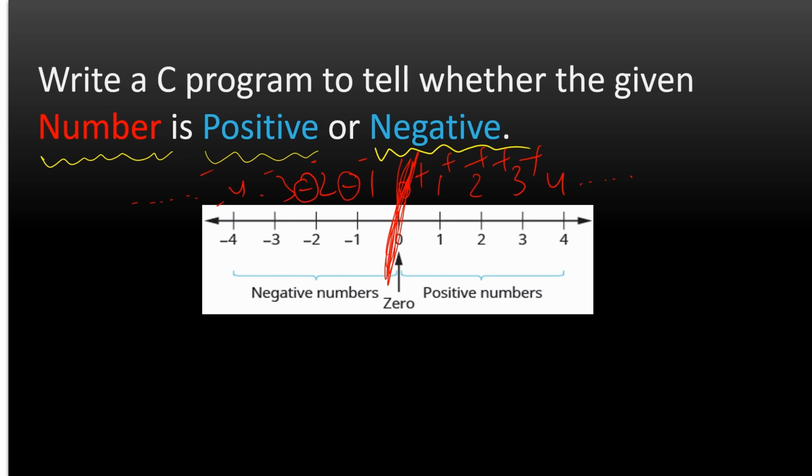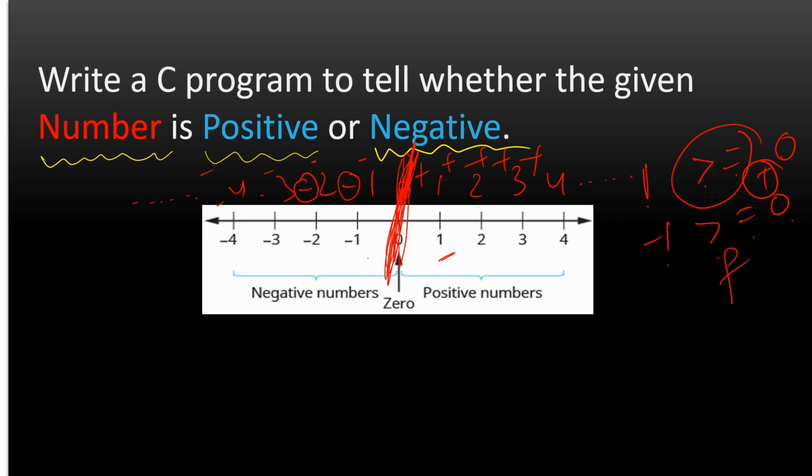Here the logic is: if the given number is greater than or equal to 0. For 1, 1 greater than or equal to 0 is true. In case of -1, -1 greater than or equal to 0 is false. If true, we need to print the given number is a positive number. Else, we need to print the given number is a negative number.